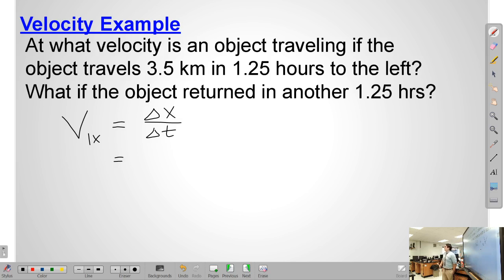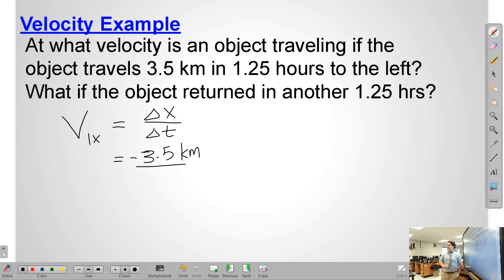All right, what's your change in x? What's your displacement? The displacement is 3.5. I disagree with you. So that's a fantastic question. What direction are you going? It says to the left. So if my displacement's to the left, and you're not going right, it'd be negative 3.5.